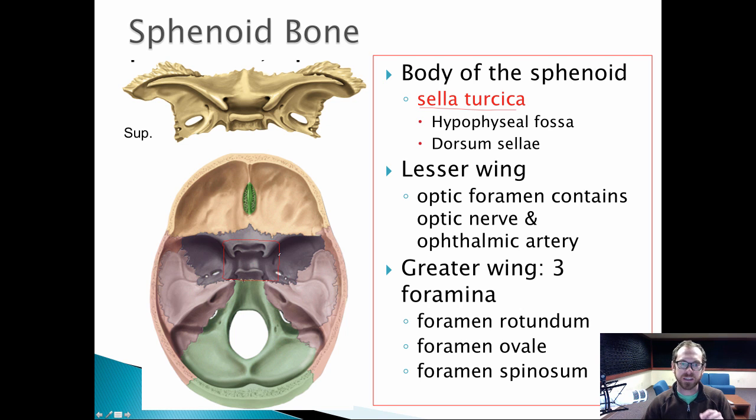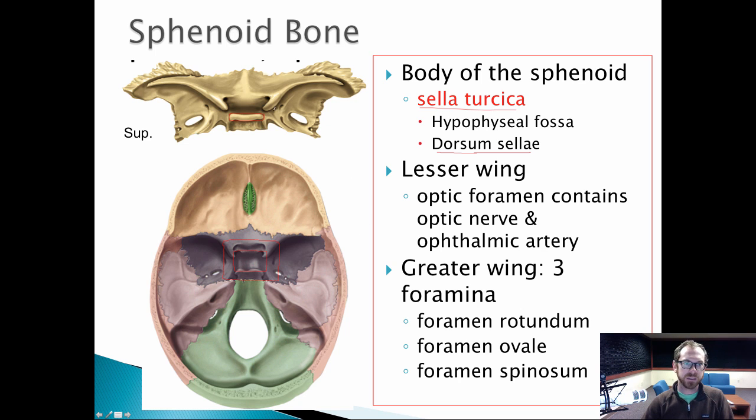But we're more interested in the anatomy here. A couple of key features to discuss. First, this depression is called the hypophyseal fossa, and this is where the pituitary gland is going to sit. The pituitary gland is on the inferior side of the brain, and it fits nicely into this hypophyseal fossa. Another feature right here is called the dorsum sellae, which is kind of like a little barrier where the pituitary gland sits.